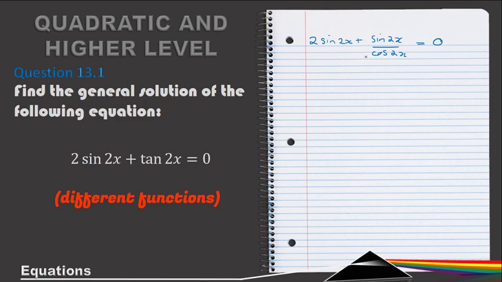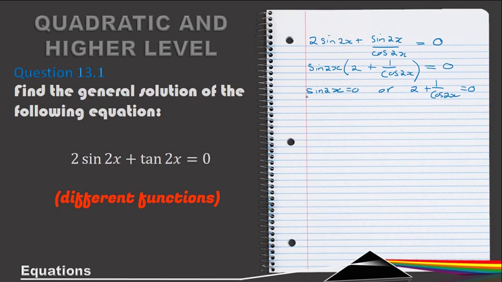And once again, I'm going to just factorize. I can factor out sine 2x. If I take out sine 2x, what remains is 2 plus 1 over cos 2x. Then to solve for this, I can equate it to 0. So sine 2x is equal to 0, or 2 plus 1 over cos 2x is equal to 0. So now I've got two separate equations, and both only have one function.